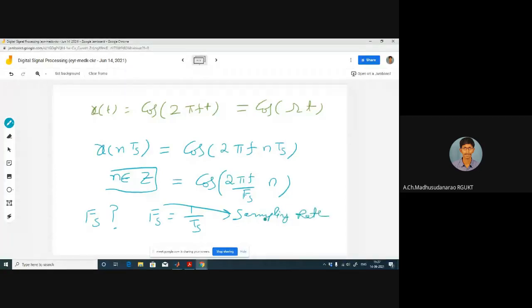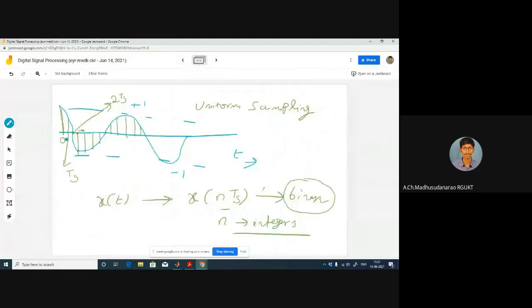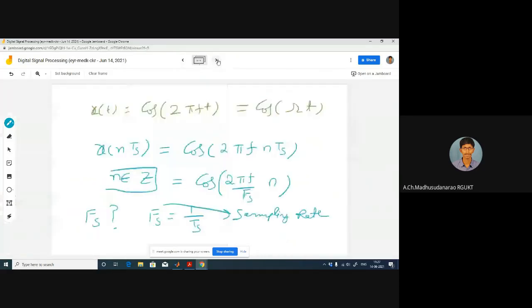And what does Ts mean? You can have a look at this Ts. This sample to sample gap is Ts. That is the sampling period, right? Ts is called the sampling period, because for every Ts interval, I am sampling my signal x of t. That's what I had done there. The sampling period is Ts, and the sampling rate corresponds to 1 by Ts.